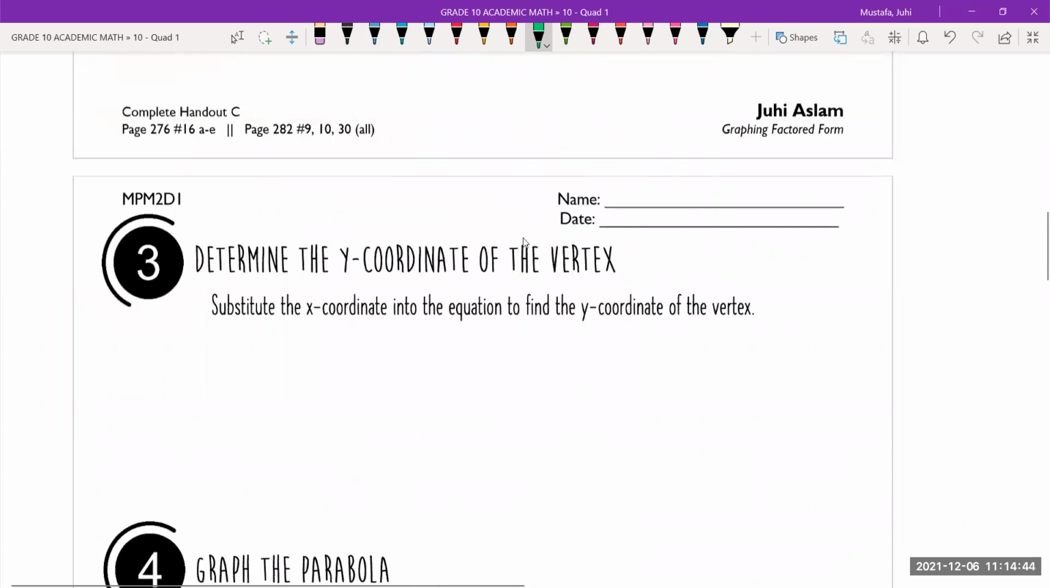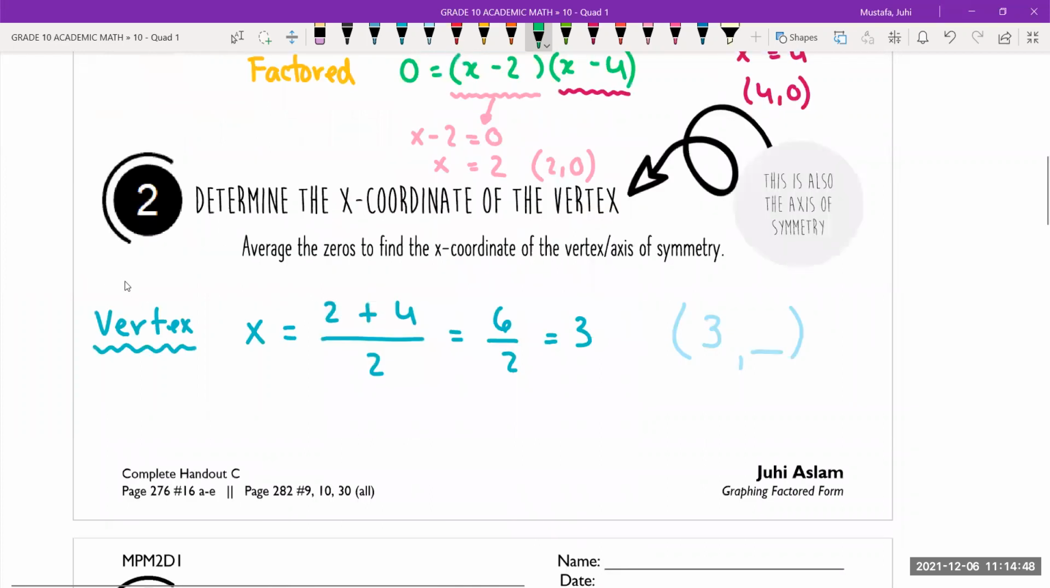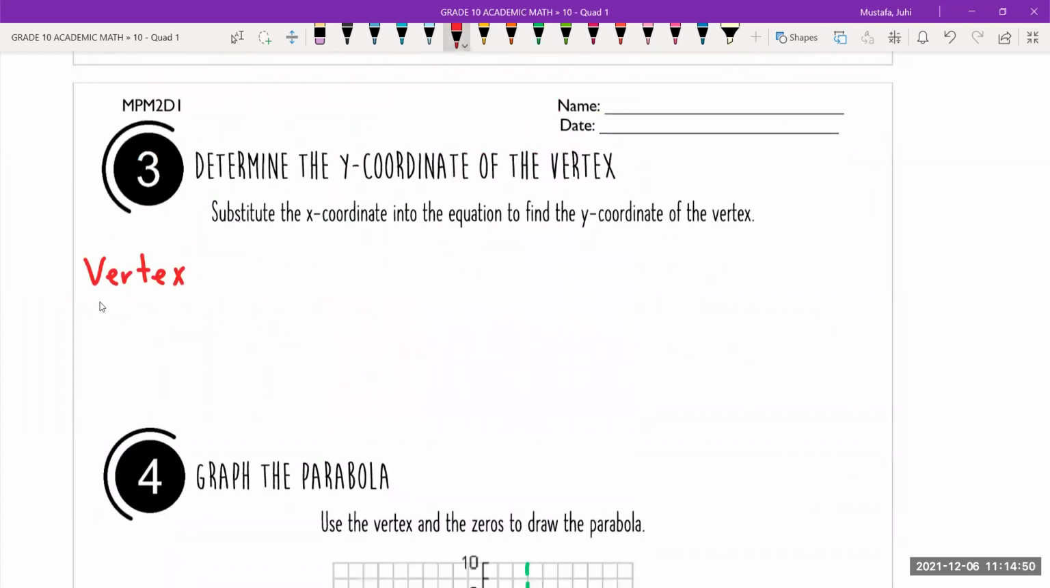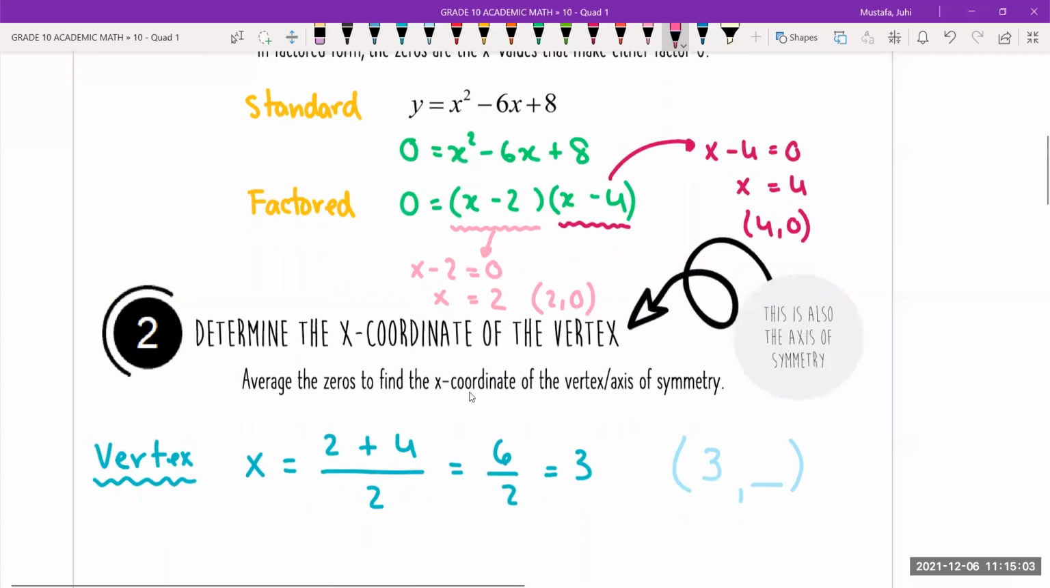All right. Now we're going to determine the y coordinate of the vertex. So I'm just going to write down some important information here. We already figured out our vertex is 3, something. We also have factored our equation, so I'm just going to write that down again. It was y is equal to x minus 2 and x minus 4.